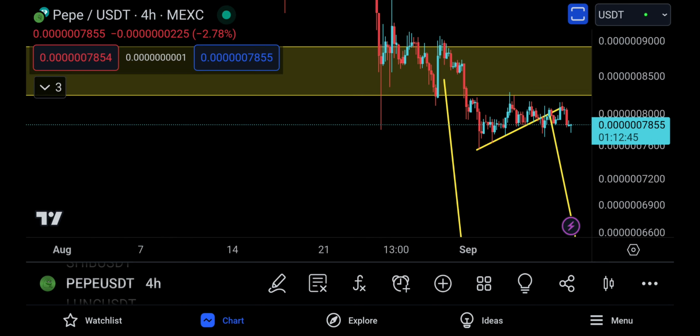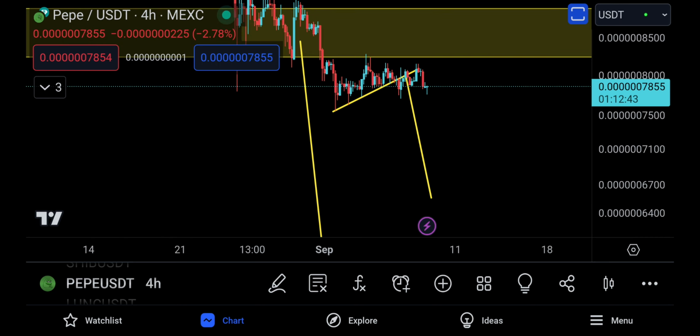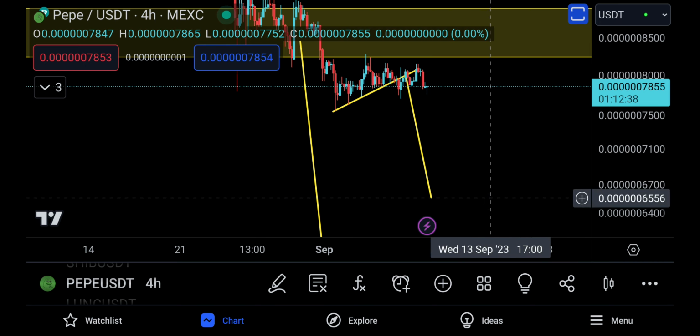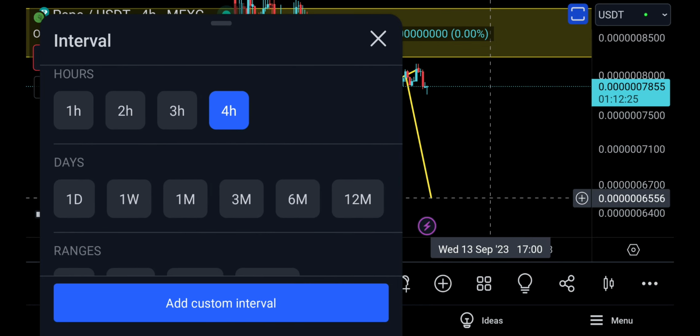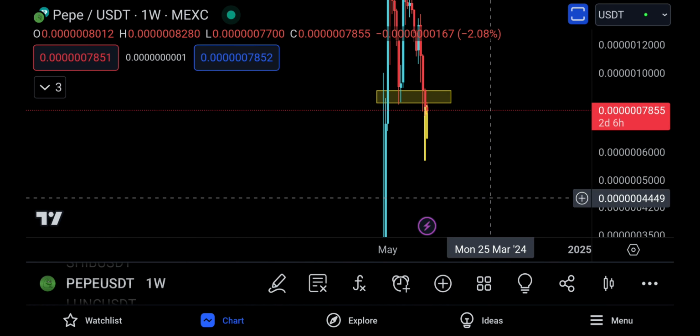So the technical target for this particular scenario is going to be down again to 6556, and I think that's actually your technical target at this point of time, as far as I'm concerned, with the coin at the moment, Pepe, if you're wondering. So let's look at the weekly as well, because we're approaching the end of the week, and I'm just going to tell you what's up.